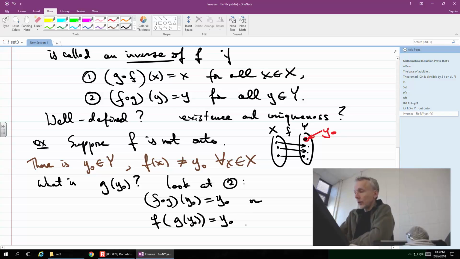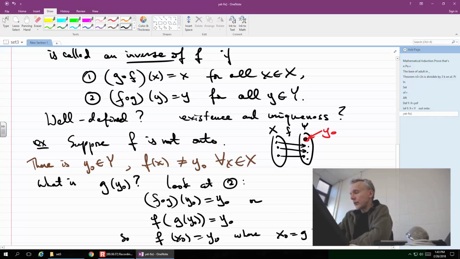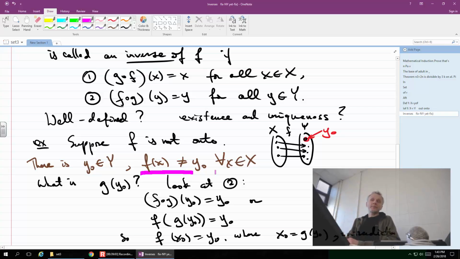Okay, so f of some x naught is equal to y naught, where x naught is equal to g of y naught. So we found a prototype for the corresponding value of x for y naught, which contradicts the assumption. This is the assumption that we made, that it is not onto, a missing element. We pick an element, and then we demonstrate that it is not possible for condition number 2 to be satisfied. Okay?